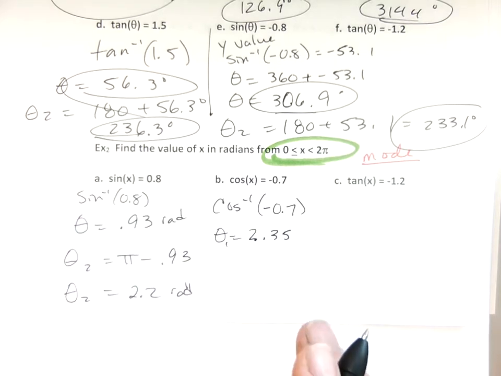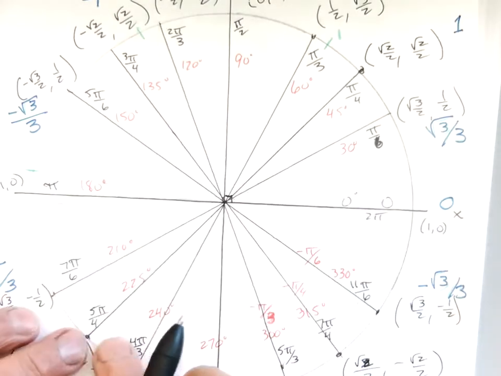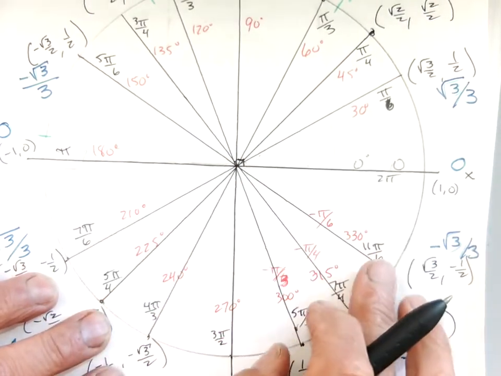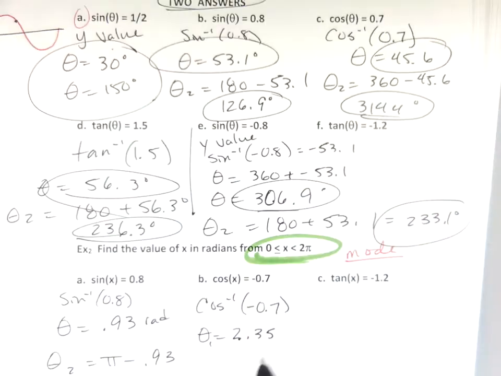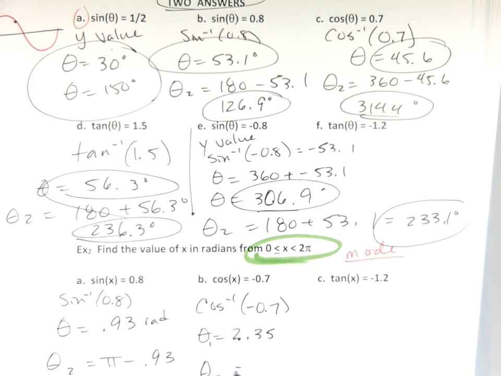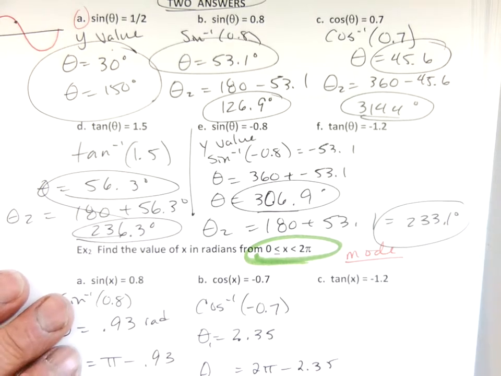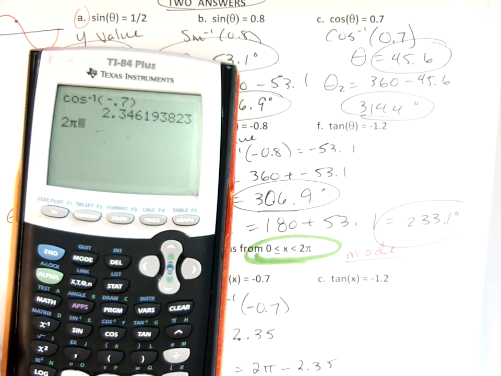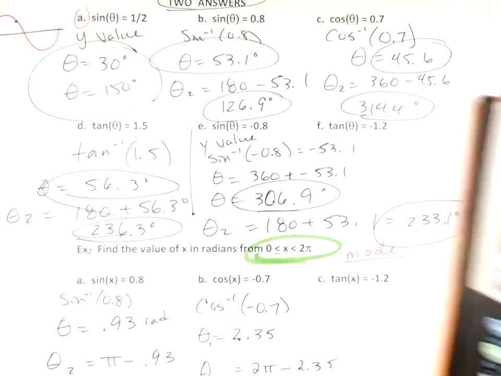Okay. Now the second angle is down here somewhere. Okay. So what we could do is, the easiest way for cosine always is if you subtract 2 pi from this one, it's going to be back around to that one. Okay, so if I go 2 pi, and we're going to learn this, minus this 2.35, we'll get the other angle. About a 3.94.